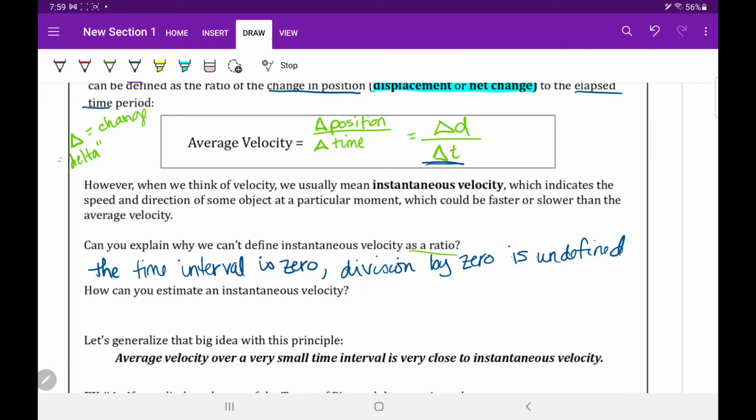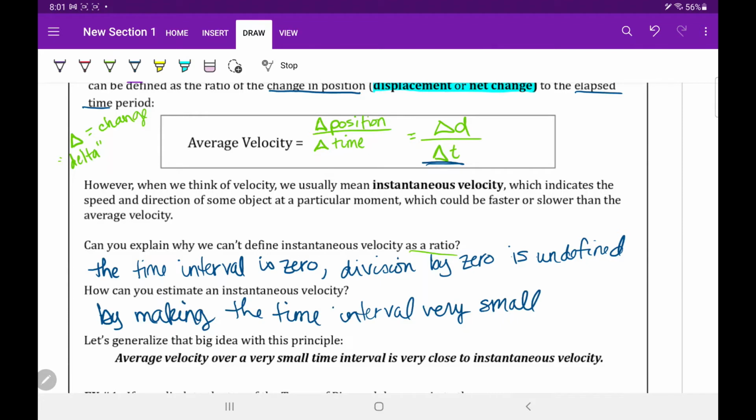So thinking about the idea that we're taking the average, we could say, well, what if I want the average between 0 seconds and 10 seconds? That's a pretty big gap. What if I brought it down from 0 seconds to 5 seconds? Or I could go even closer, 0 seconds to 1 second. What if I went really, really close and it was 0 and 0.1, or 0 and 0.001? I can make this a smaller and smaller time interval, and that is going to give me a closer and closer approximation to an exact instant. So here we have it, by making the time interval very small.